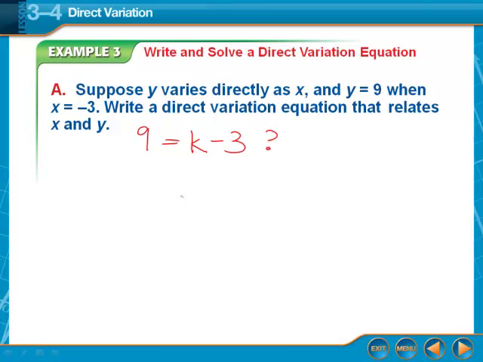Well, this is algebra. This is why we did the math. This is why we solved. How do I find this? I go through and I solve for k. I divide by -3, divide by -3. K has to be -3. What is my equation going to be? Y equals -3x. That's the relationship between the y's and the x's.